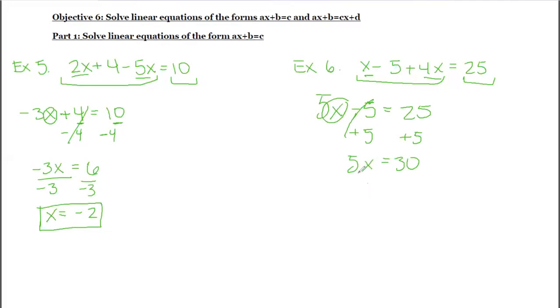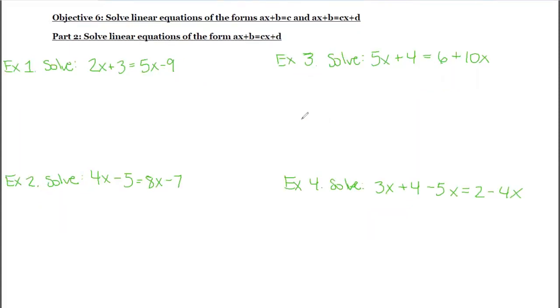So we got 5x equals 30. The 5 is being multiplied by the x. So the way to get x by itself is we have to divide both sides by 5. So when we do that, 30 divided by 5, we're going to get 6. All right? If you need to write this step in, by all means, please do.